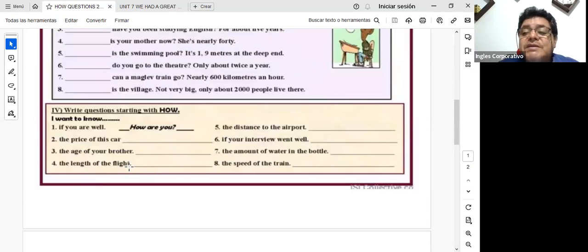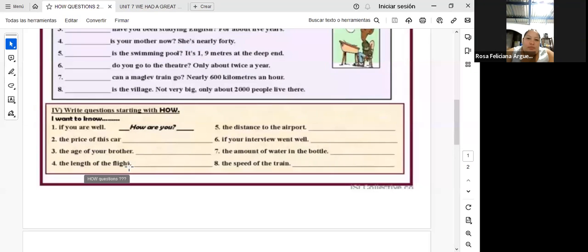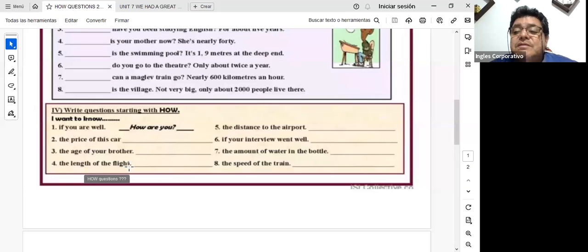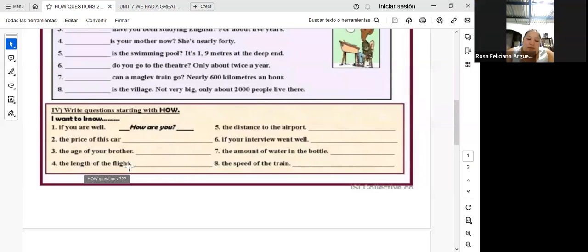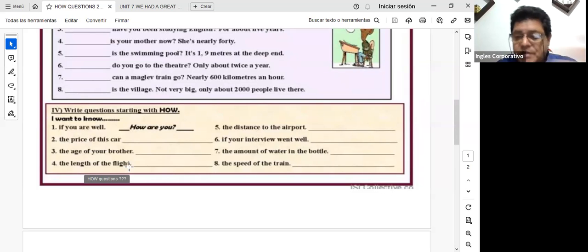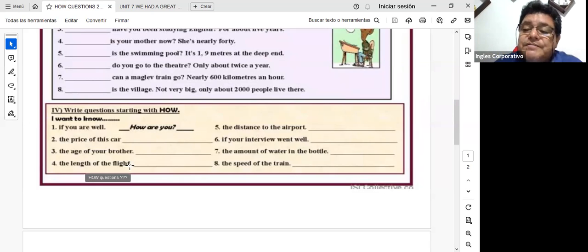How long is the flight? How long is the length of the flight? No, not the length. When you say how long, it already includes the flight. Yeah, how long is the flight? That's it. How long is the flight?